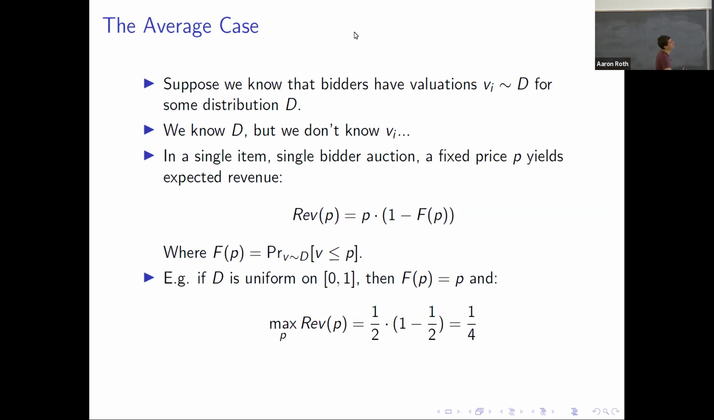Then in expectation I make 25 cents, a quarter of a dollar, and there's no way I could have done better in expectation. If I priced it either higher or lower, I would have made less money. So here, at least, there's a well-defined price that maximizes revenue amongst all prices, in expectation over the distribution.